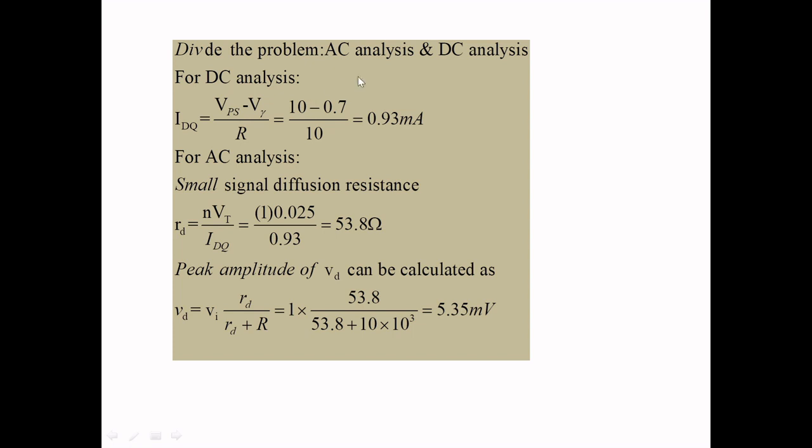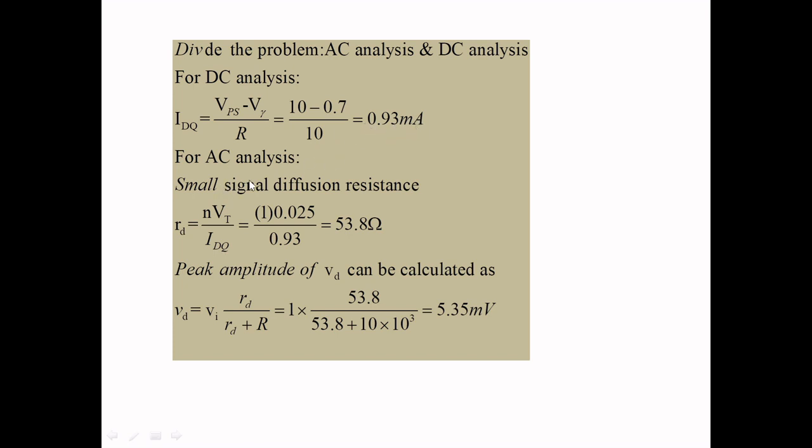It is very simple. You have to be very clear on the formulas only. For DC analysis, the quiescent current can be found using the formula: supply voltage minus cut-in voltage divided by R. So 10 minus 0.7 divided by 10 gives 0.93 milliamps.